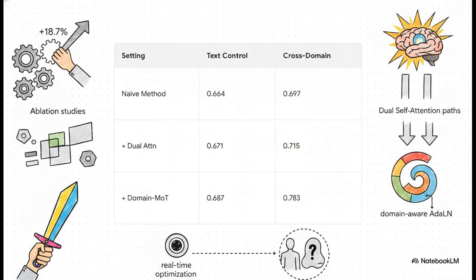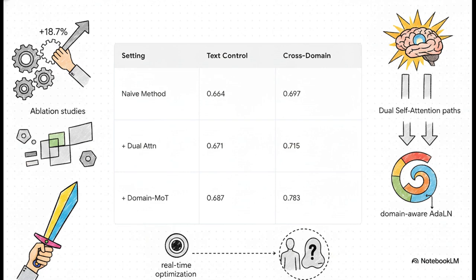But look closely at the bottom line. When they add the full Domain-MoT module, which crucially includes that domain-aware ADA-LN we spent so much time on, the scores absolutely explode. Text controllability jumps to 0.687, and the cross-domain consistency spikes massively to 0.783. This data proves conclusively that explicitly, mathematically telling the network what visual style the reference image belongs to is the absolute key to unlocking true cross-domain generation.